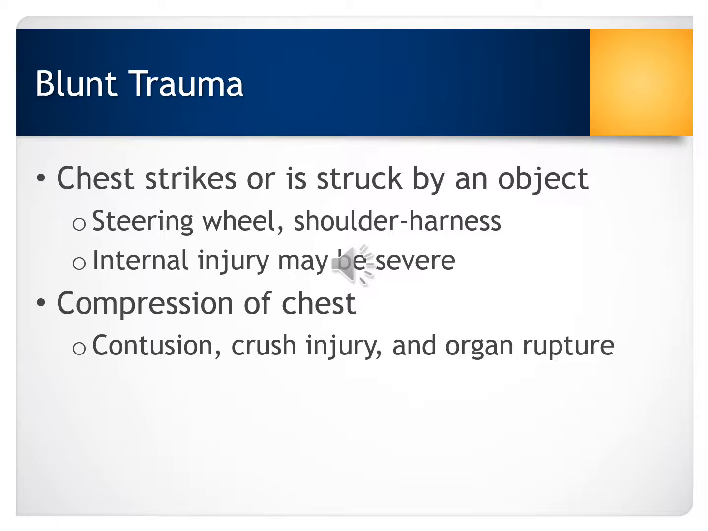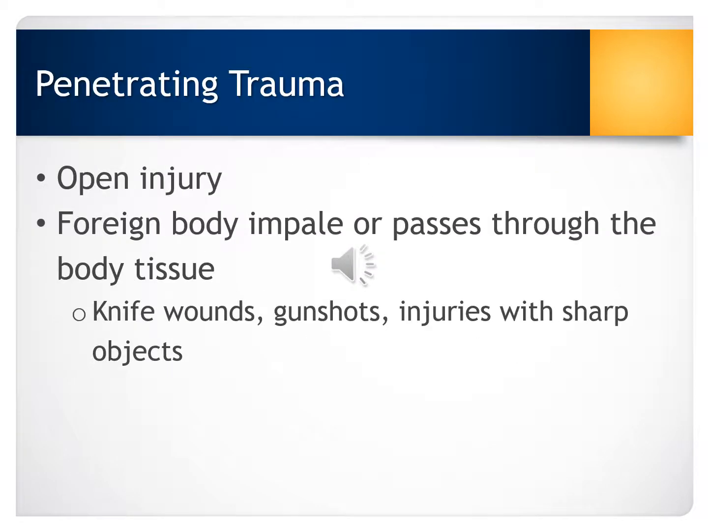Compression of the chest can also occur, and this can happen from a contusion, a crush injury, or an organ rupture. Penetrating trauma is an open wound in which a foreign body impales or passes through the body tissue. Examples can include knife wounds, gunshots, any type of injury to the chest with a sharp object.